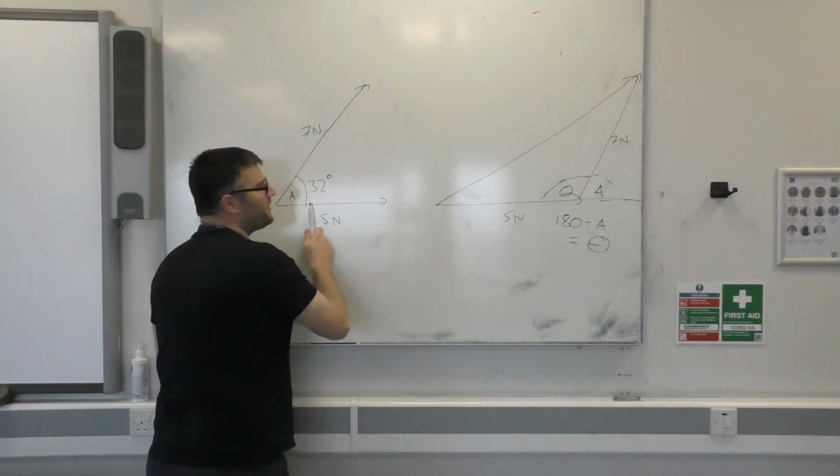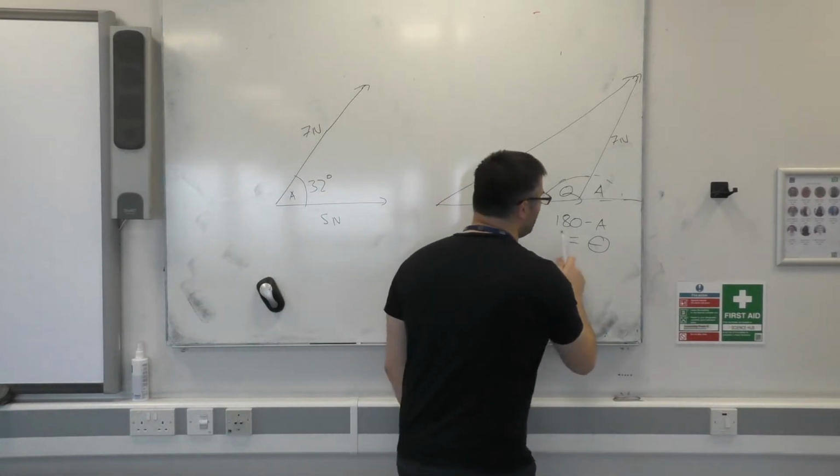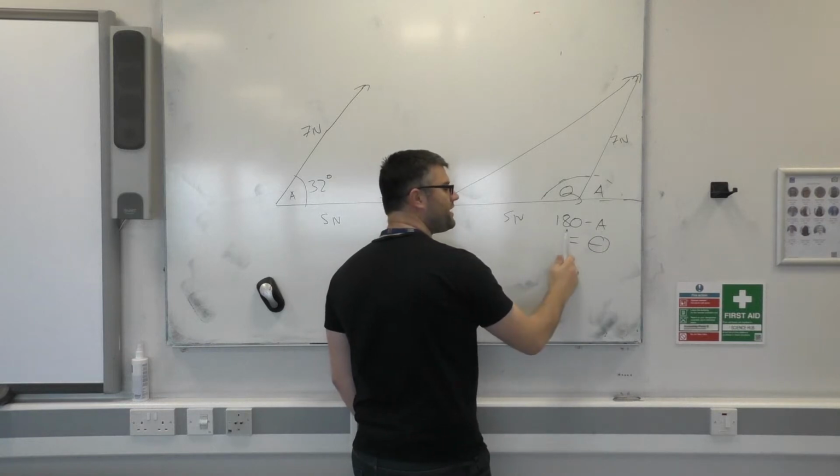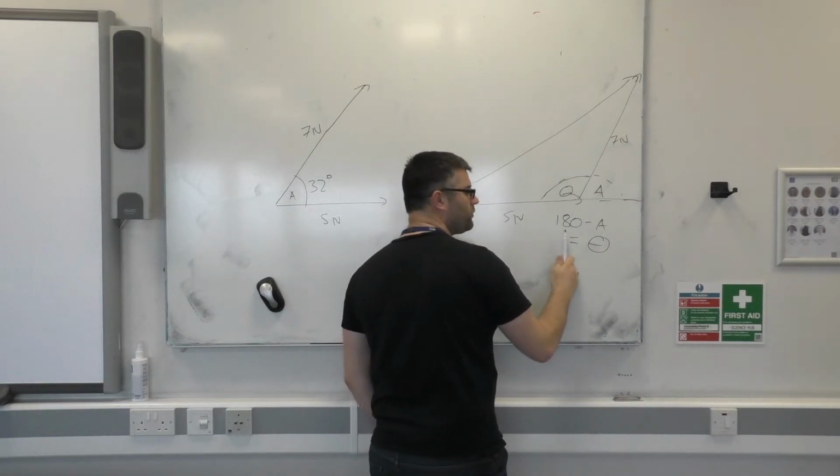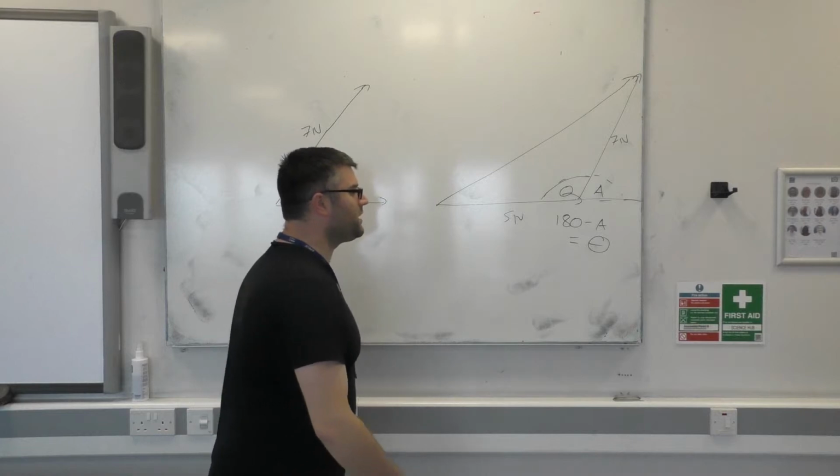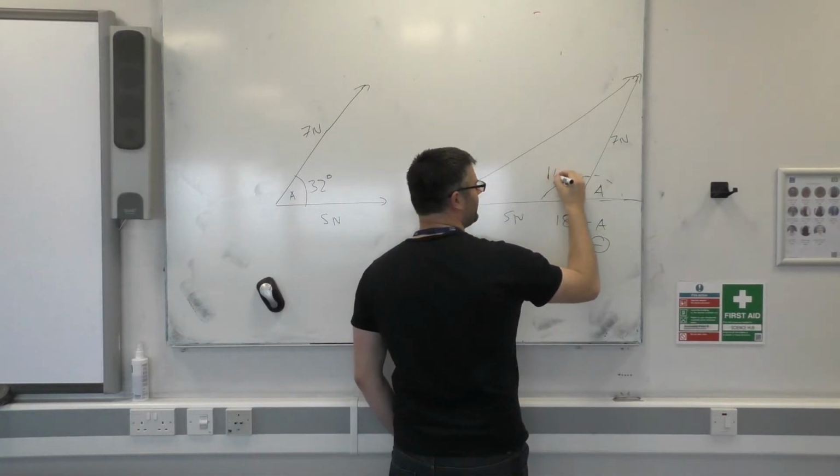So we've got 32 degrees here. So 180 minus 32, so that's 148. So 148 degrees right here.